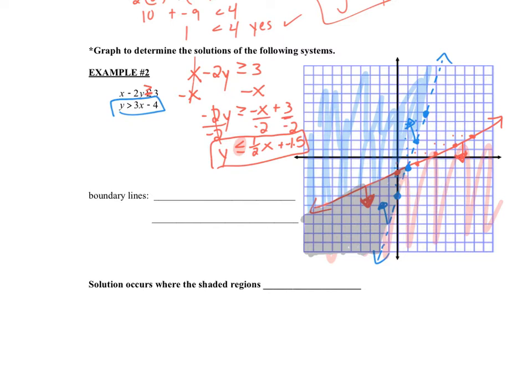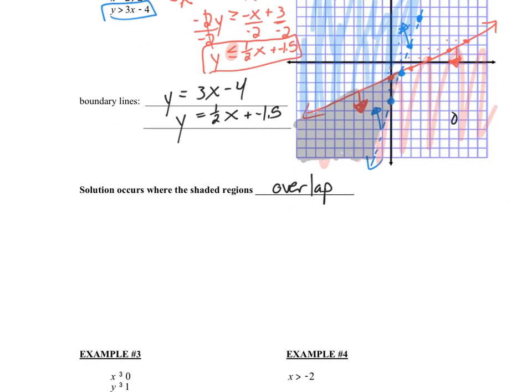Okay, so the boundary lines are y equals 3x minus 4 and y equals 1/2 x plus negative 1.5. Those are the boundary lines. And the solution occurs where the shaded regions overlap. So wherever your shaded regions overlap, that's the solution. Not just where it's blue, not just where it's red, but where they overlap. So in the bottom left corner. Okay, so we're looking for overlapping regions when we graph these inequalities.